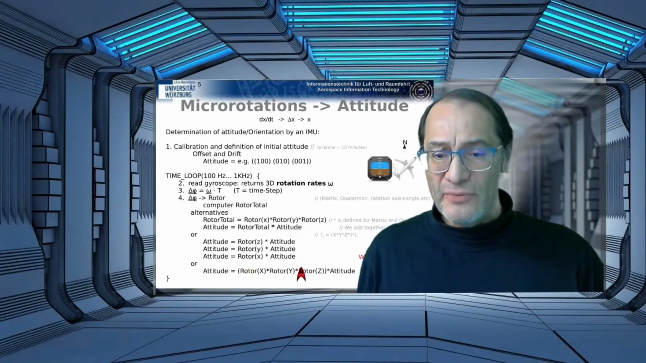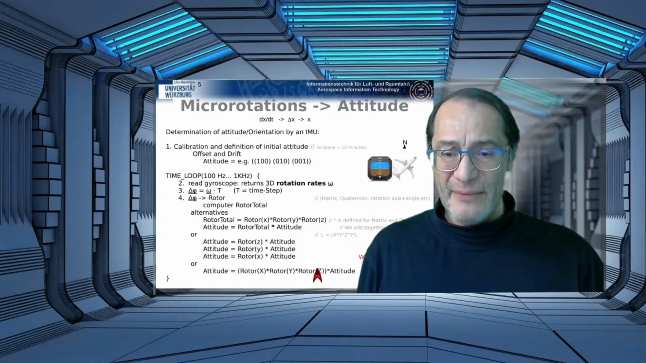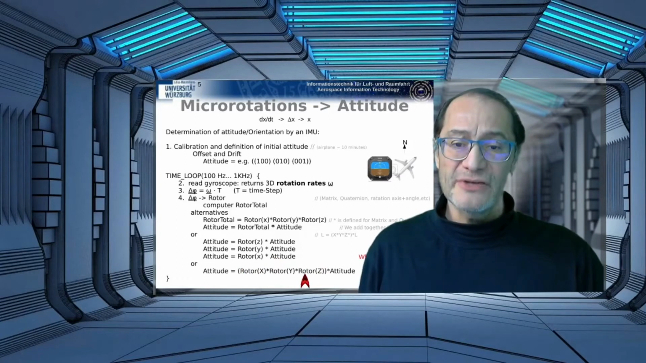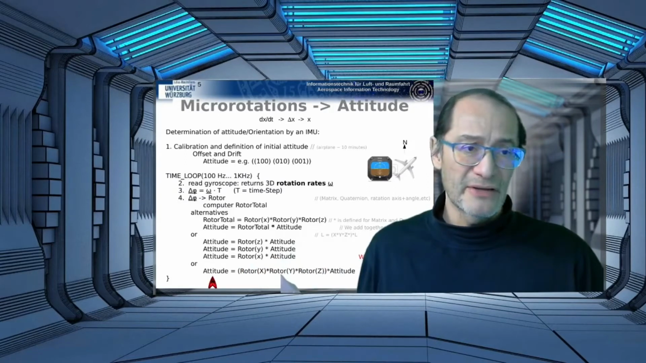Or we can do a multiplication of all 3 rotors. Then we have this rotor z, y, and x. When they are multiplied, we get a rotor which includes all these rotations, and then we multiply the attitude times the new rotor, and then we get the attitude.